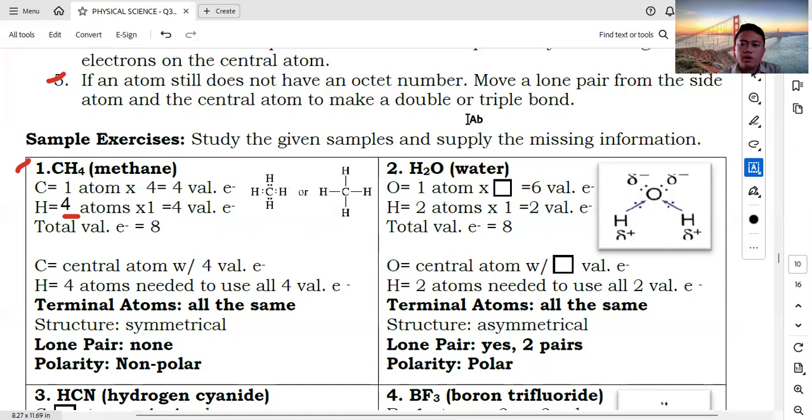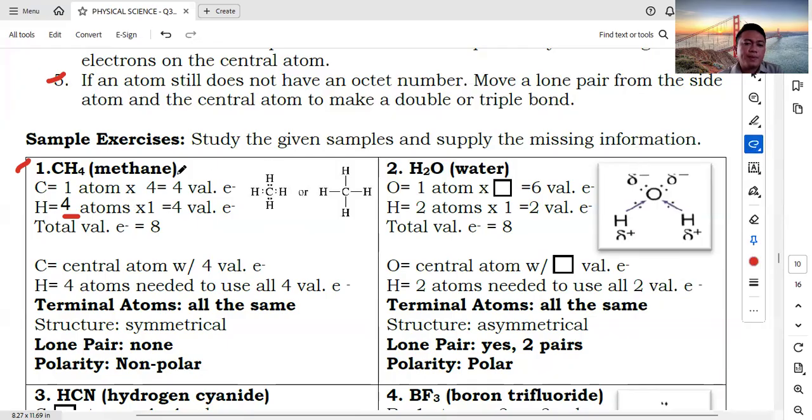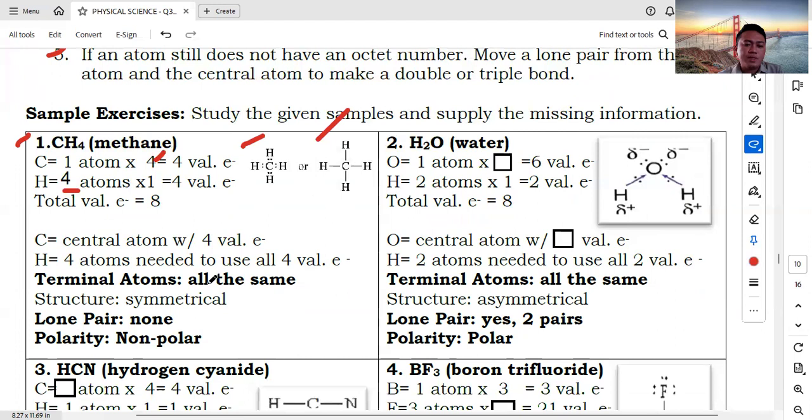So naa kay 1 atom for carbon and you multiply it to the grouping. Since carbon belongs to group 4, so naa tay 4 valence electrons. So if we will represent this in form of Lewis dot, this is our first illustration, and then this is our final answer. So the terminal atoms are all the same. The structure is symmetrical. Wala siya lone pair, and the polarity is non-polar.